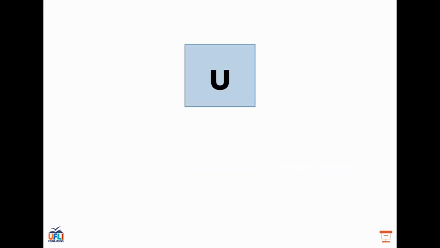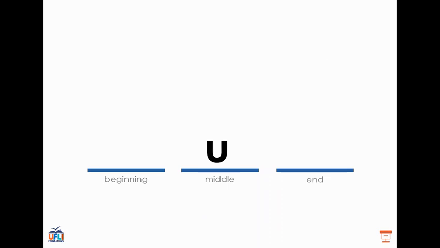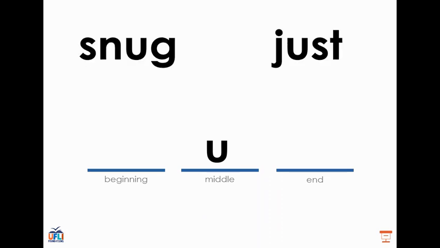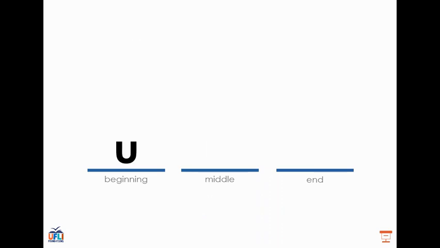The short vowel U spells u, like in the beginning of the word up. U can come in the middle of a word, like in snug and just, or at the beginning of a word, like in the words up and us.